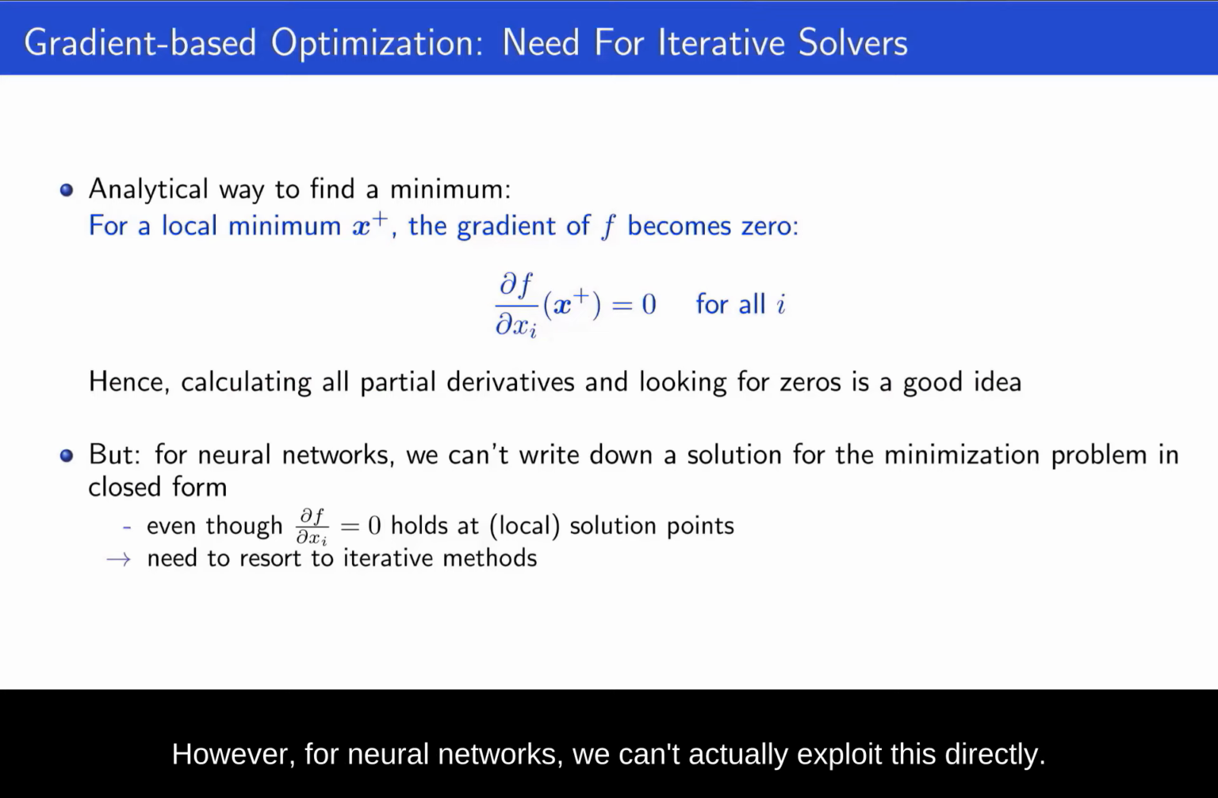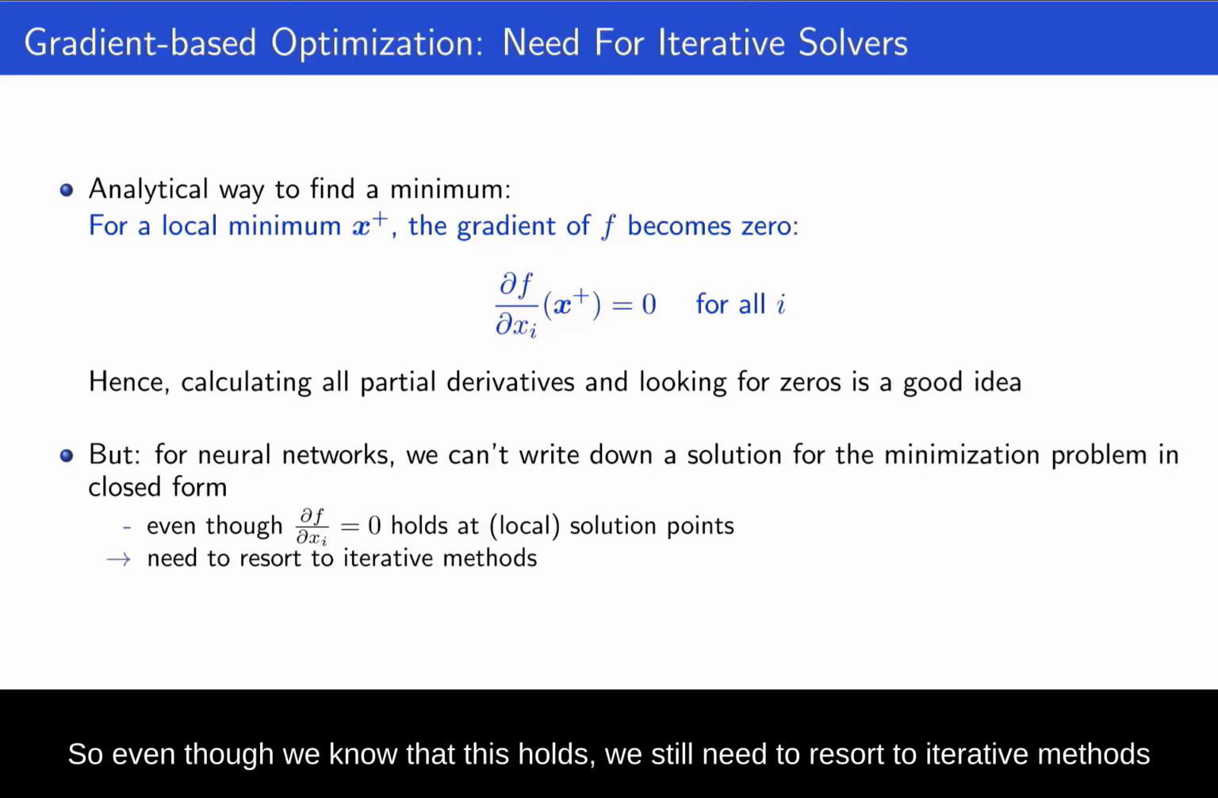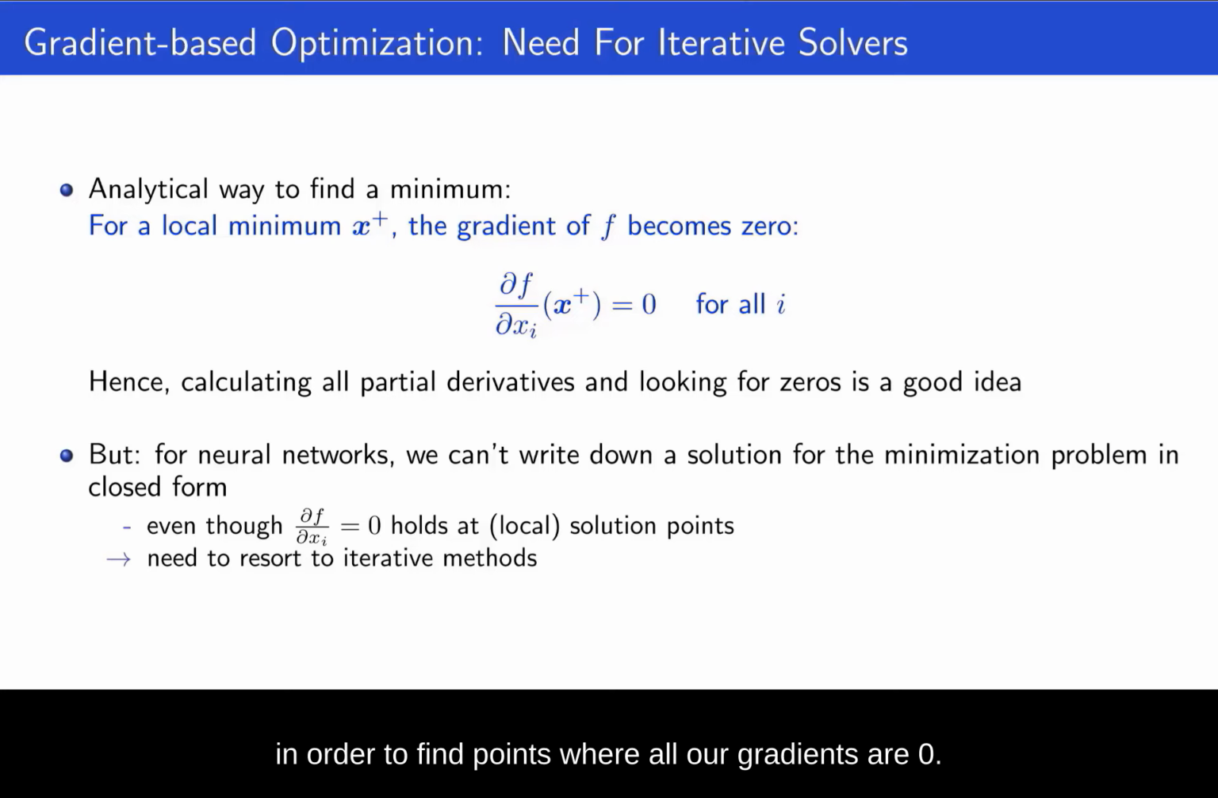However, for neural networks, we can't actually exploit this directly. We can't write down a solution for this minimization problem in closed form. So even though we know that this holds, we still need to resort to iterative methods in order to find points where all our gradients are 0.